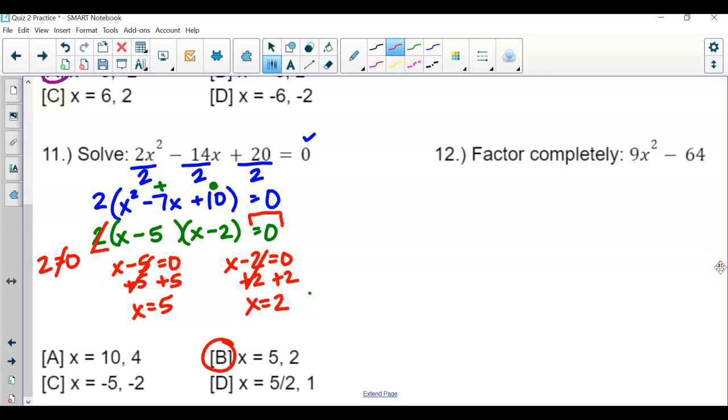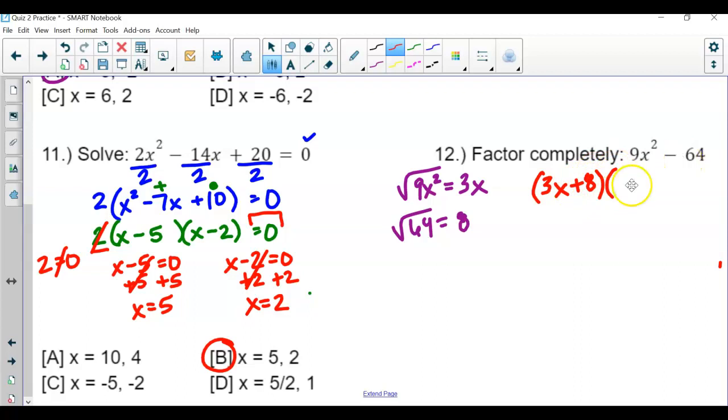So now with number 12, we are going to factor completely. Notice how it's not a trinomial, right? Like here we have 3 terms. Here we only have 2 terms. Notice how b is equal to 0. There's no x term. So if I have a difference of 2 perfect squares, because the square root of 9x squared is 3x. The square root of 64 is 8. So we can write our difference of squares factored out here, that special case. This is 3x plus 8. But then remember, right, to get that negative value, we have 3x minus 8.